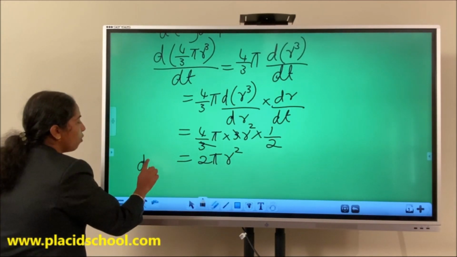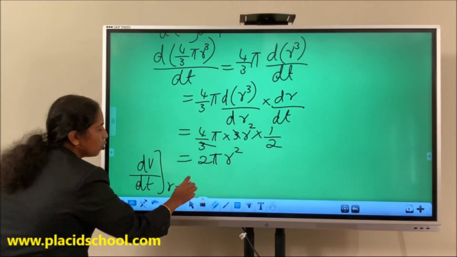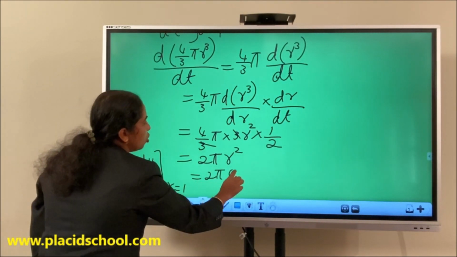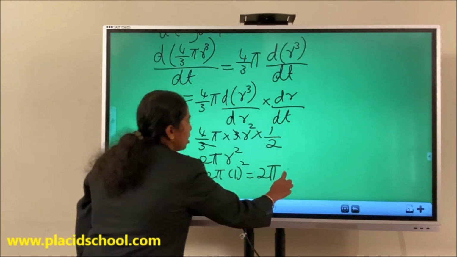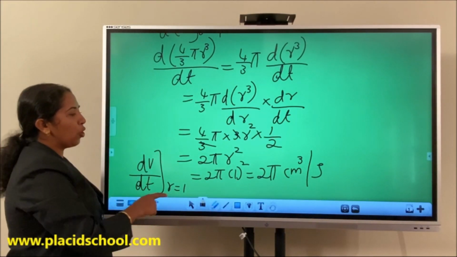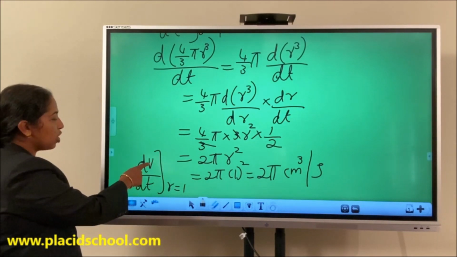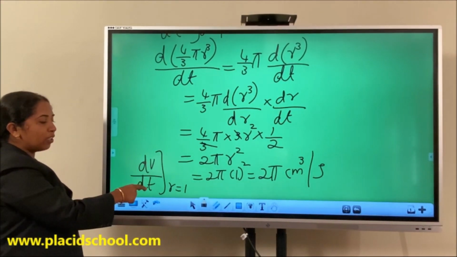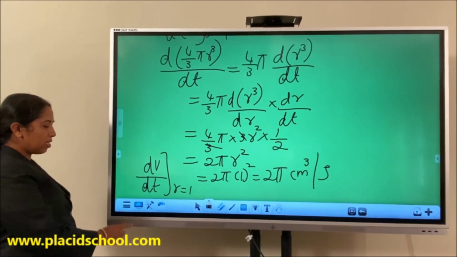Now, rate of change of volume with respect to time when r equal to 1 centimeter is 2 pi into 1 square, which is equal to 2 pi. Unit of volume is centimeter cube. Time is in seconds, so the unit is per second. Therefore, you have the answer as 2 pi centimeter cube per second. This is the rate of change of volume of the balloon with respect to time when radius is 1 centimeter. Now moving on to the next question.